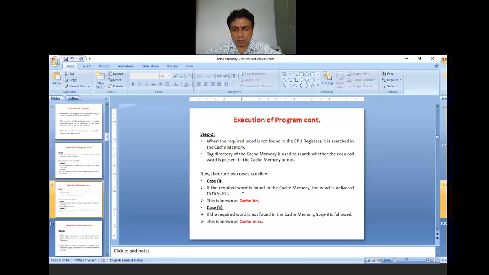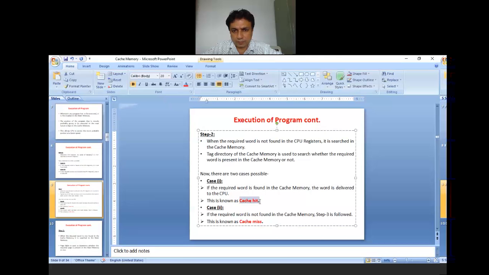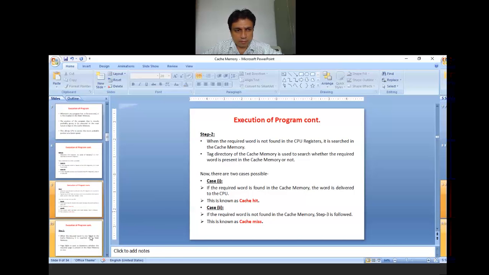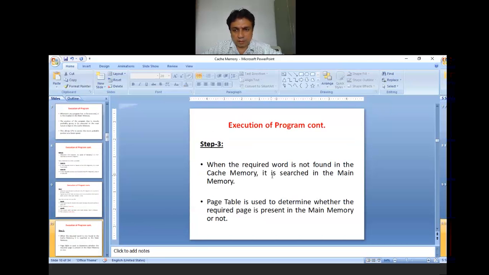There also two possibilities arise. If the word is found in the cache memory, then that word is delivered to the CPU, and this is known as the cache hit. And if the word is not found in the cache memory, then we move to step 3, and this is known as the cache miss. At step 3, we are at level 2 of the memory hierarchy, and at this level, main memory exists. So here comes the concept of page table.